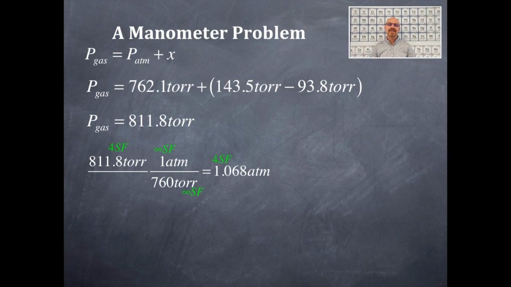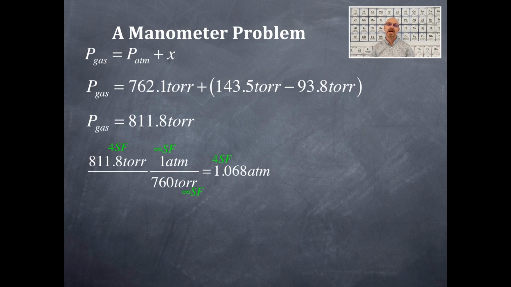There's an infinite number of significant figures in the number 1 and an infinite number of significant figures in the 760 because this is a unit conversion. It's kind of like 1 inch equals 2.54 centimeters. 1 inch has an infinite number of significant figures, and 2.54 centimeters has an infinite number of significant figures. Again, this is because it's a unit conversion, not because we measured it. So ultimately, we're going to be using the 4 significant figures that we had originally in the problem.